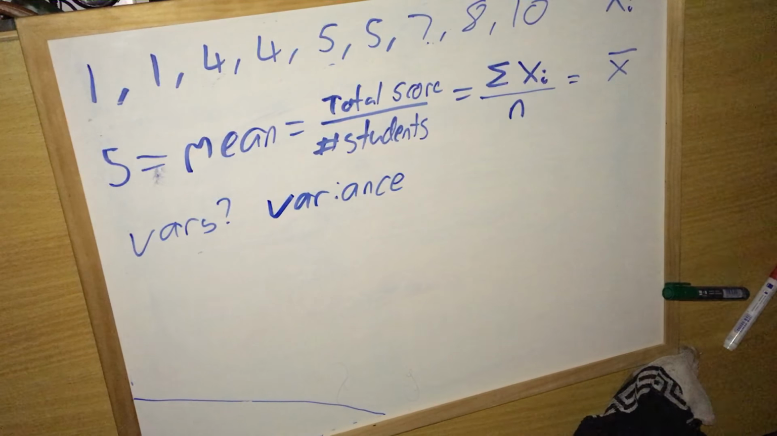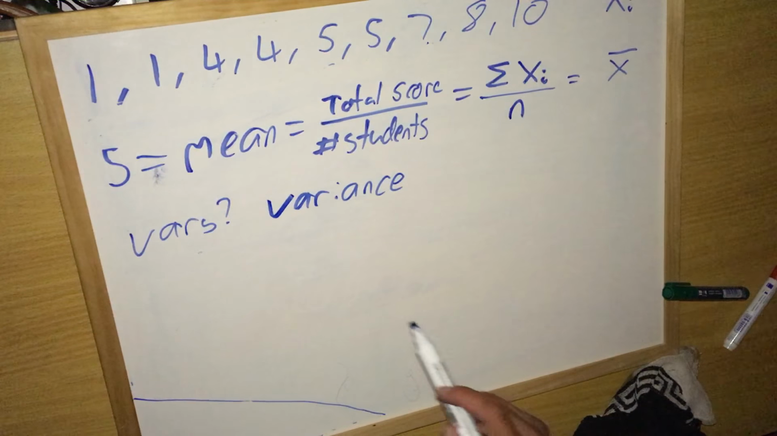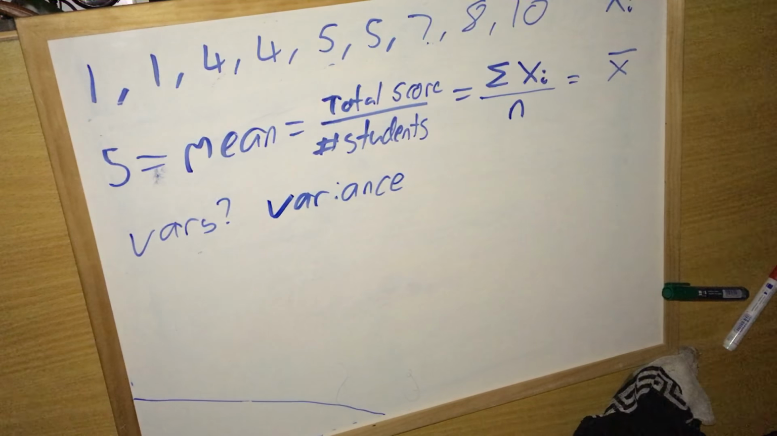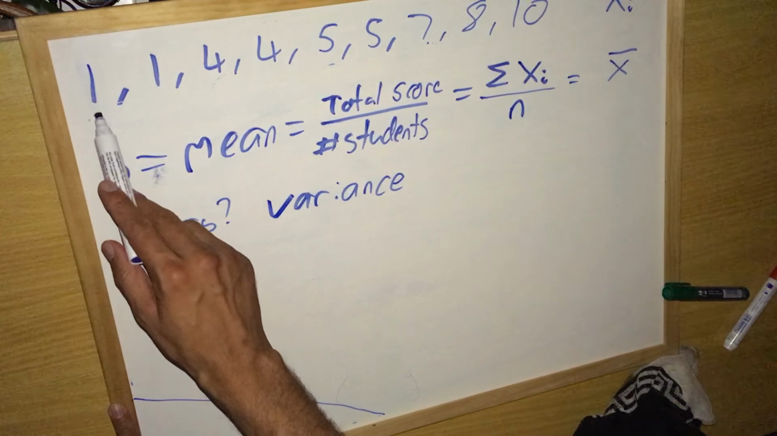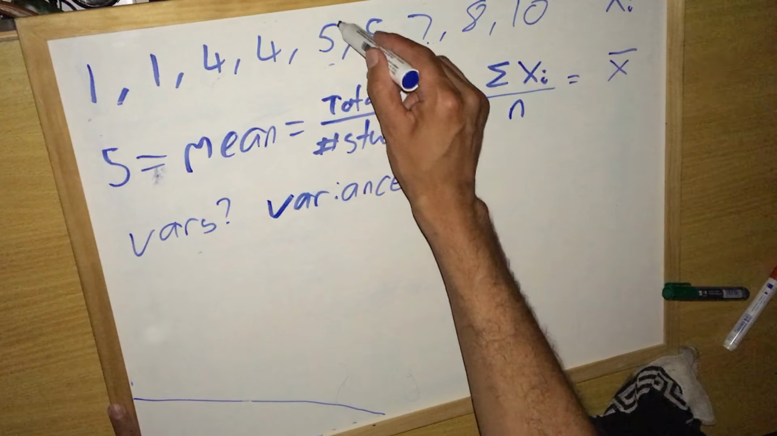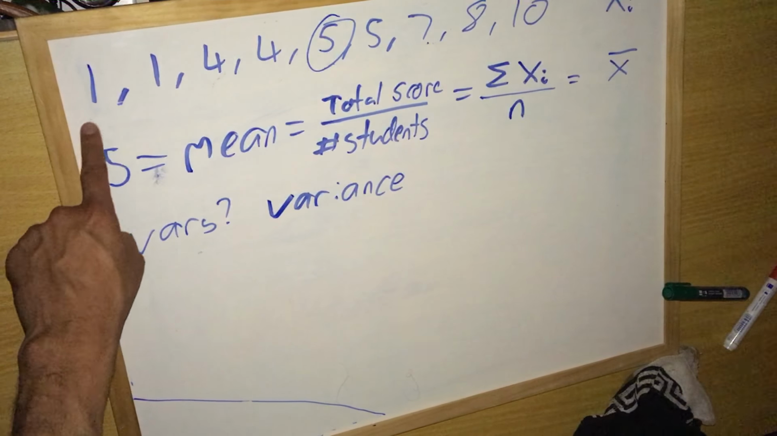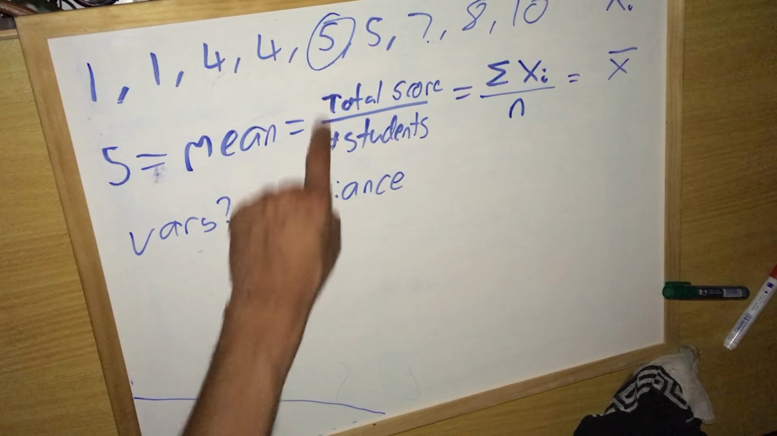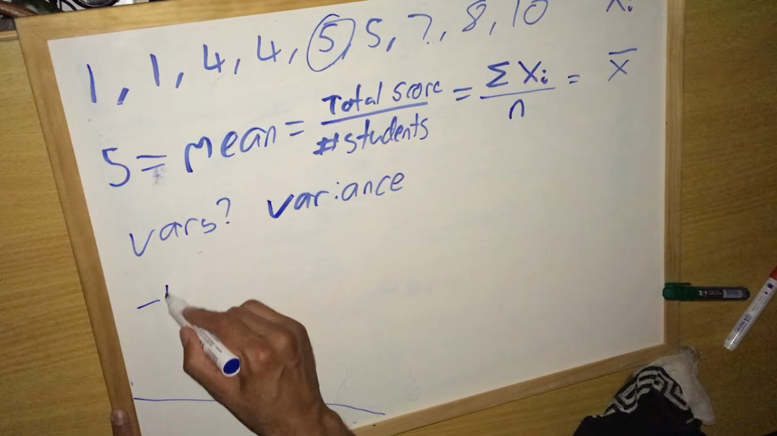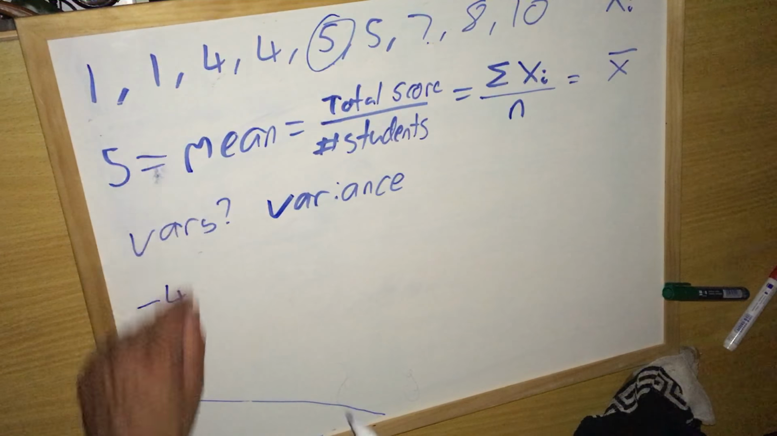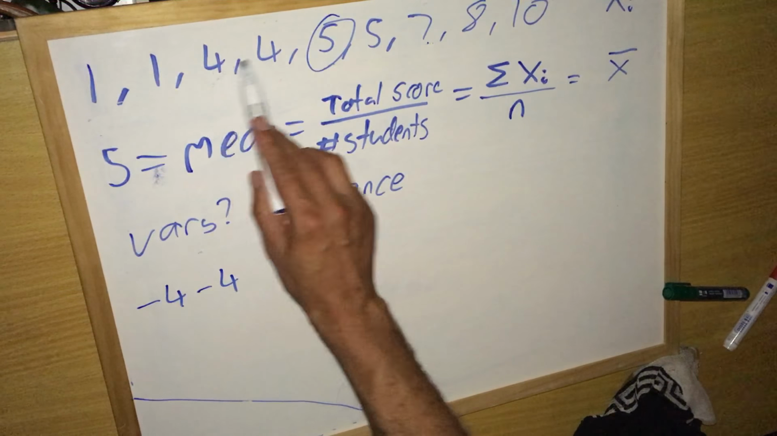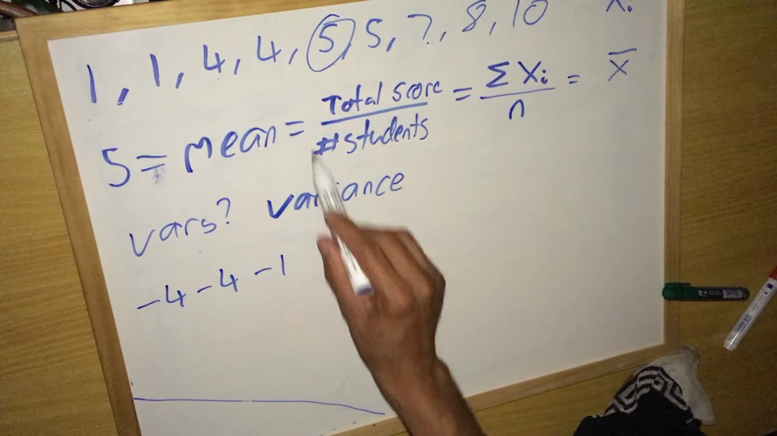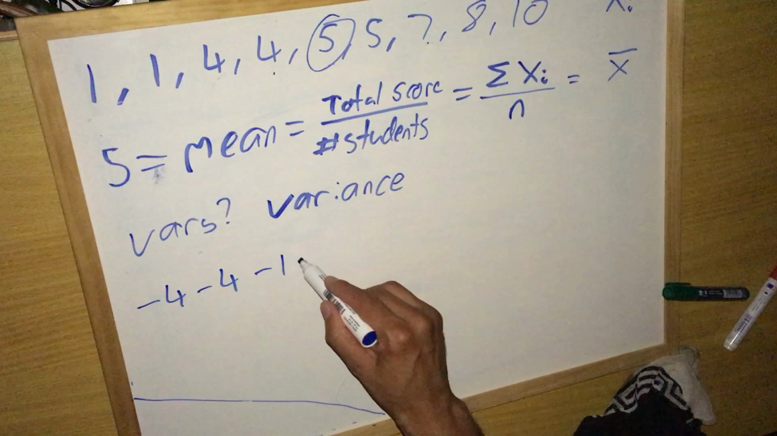Now the way we need to do this is find out how far is each person from the mean. Because that's how much they vary by. How far are you from the average person? So the average is 5 here. So 1 is 4 less than the mean, so I'm going to write down minus 4. This one here is also 4 less than the mean, that's minus 4. 4 is 1 less than the mean, so that's minus 1. 4 is 1 less than the mean, so that's minus 1.